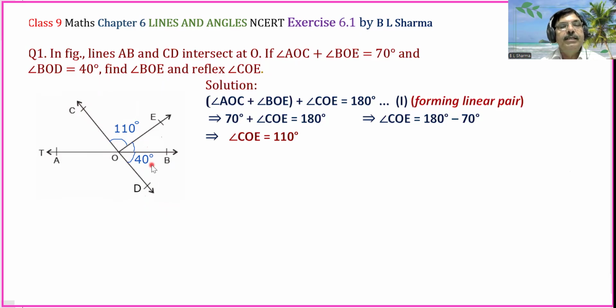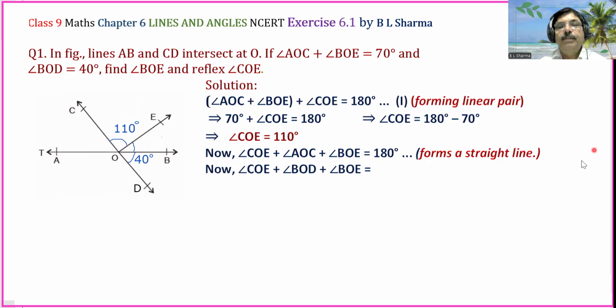Or otherwise, this angle is 40 degrees. So this angle is a vertically opposite angle, 40 degrees. So 40 plus 110 plus angle BOE will be 180 degrees. You can calculate by any method. So here angle COE plus angle AOC plus angle BOE, that is 180 degrees. This plus this plus this, forming a straight line.